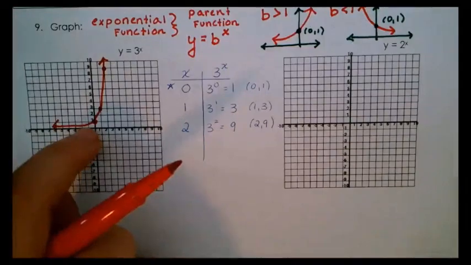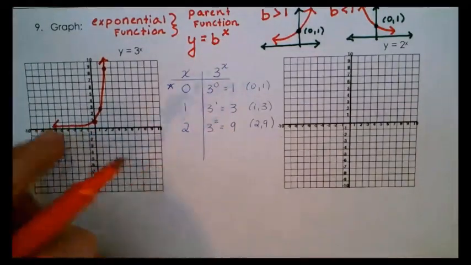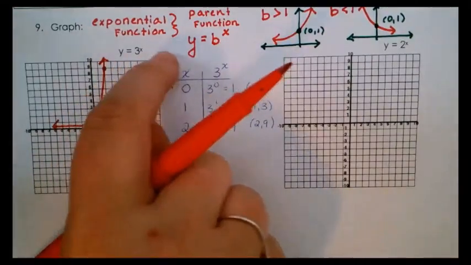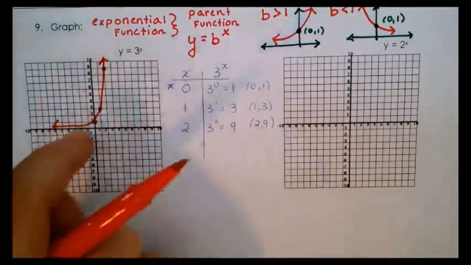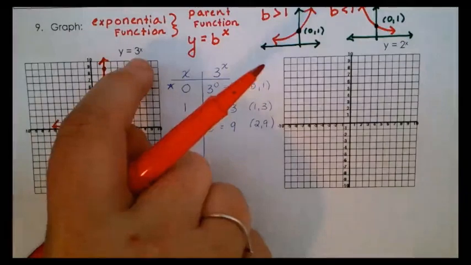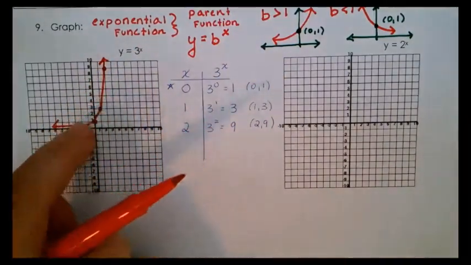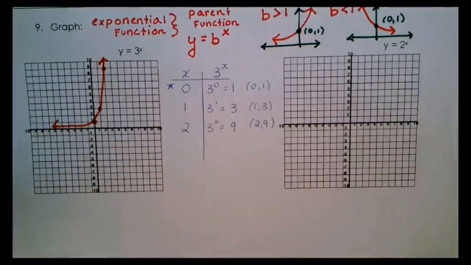You want to make sure you do not let the left side of this dip below the x-axis, unless, of course, there's something being added or subtracted here. Right? But for the most part, if you just see 3 or 2 or whatever base to the x power, do not let your curve dip below the x-axis. Let's try the second one.